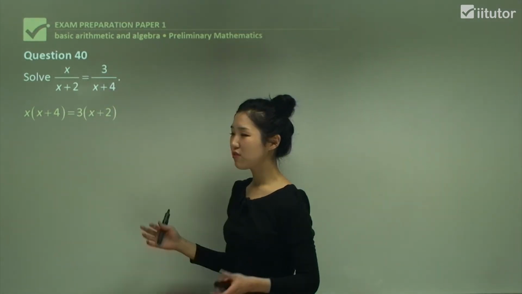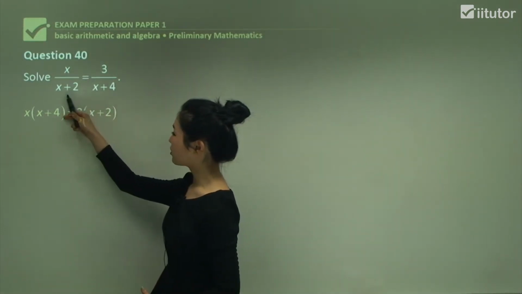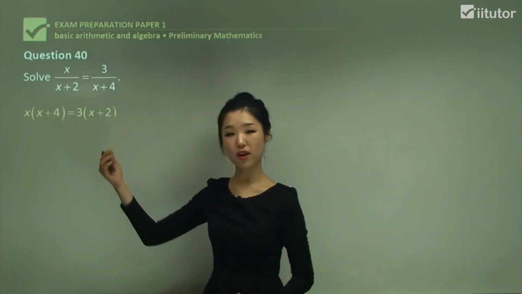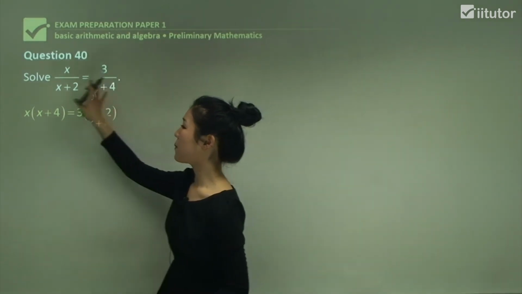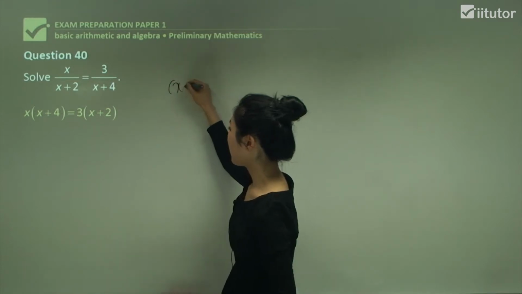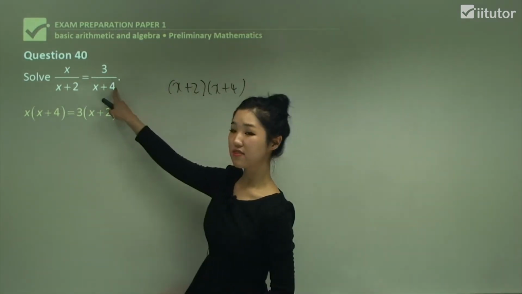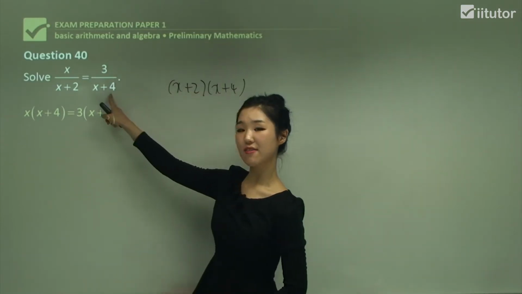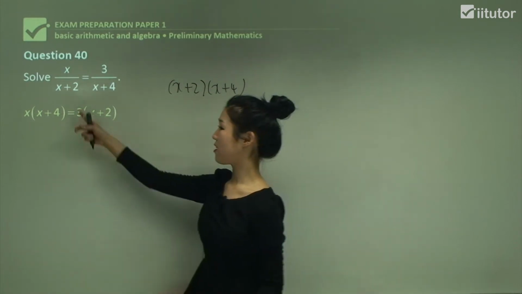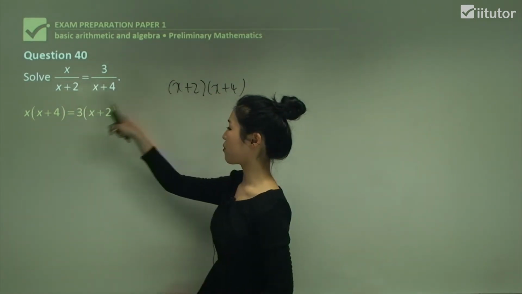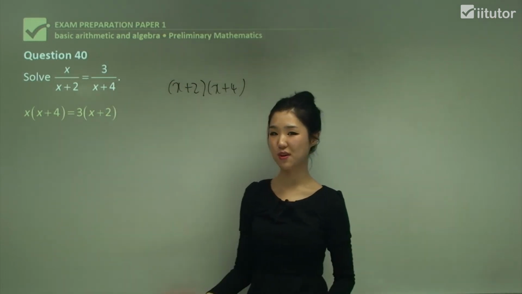Okay, now if you don't really understand why I did it like that, well basically the common multiple of x plus 2 and x plus 4 is x plus 2 times x plus 4. So if I multiply both sides by x plus 2 times x plus 4, on this side the x plus 4's will cancel out. On this side, the x plus 2's will cancel out. So eventually we have x times x plus 4 on this side and 3 times x plus 2 on this side, if you see what I mean.